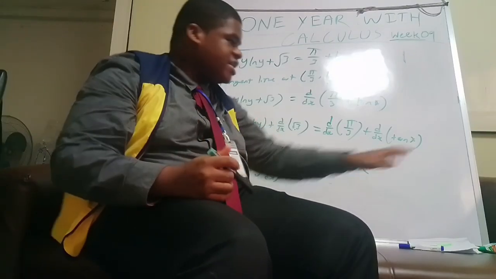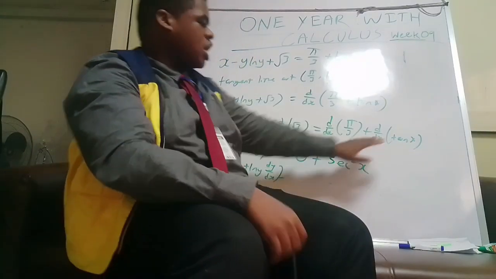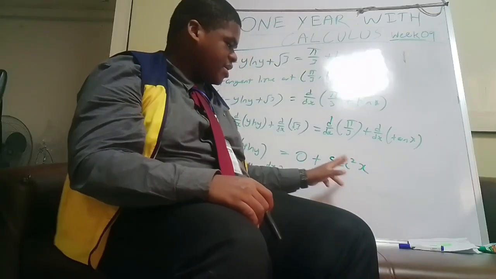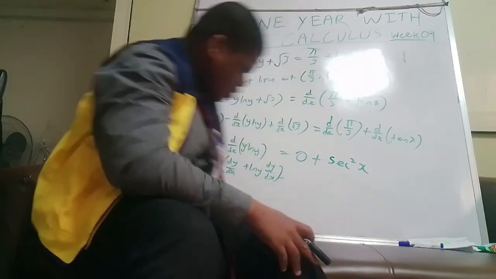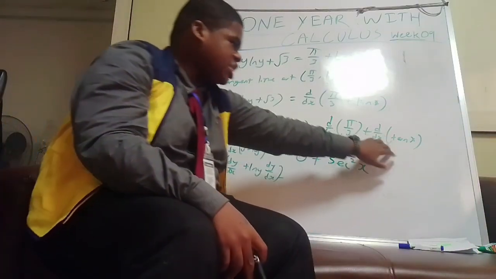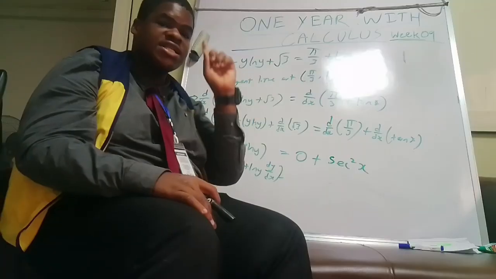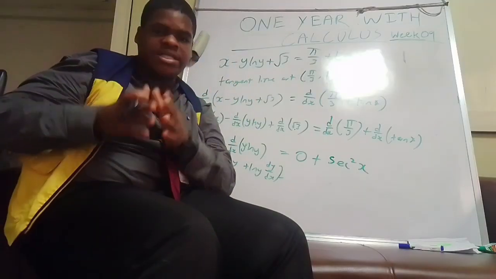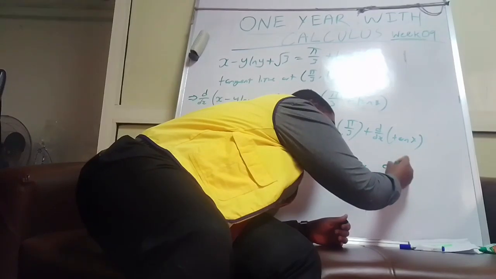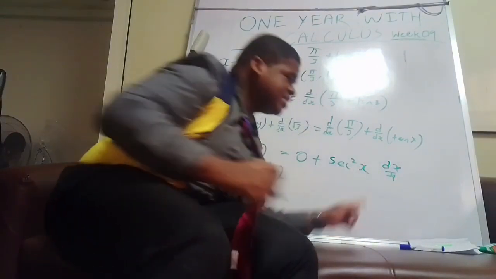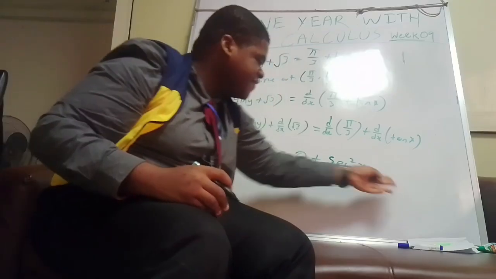Let me explain something. If here you had y, instead of following all those processes I showed you, you can just change it to sec square y dy dx. But now you're differentiating a function in terms of x with respect to x. That's why we are going to add dx over dx. But since dx over dx is equal to 1, you can just clean it off and leave it this way.